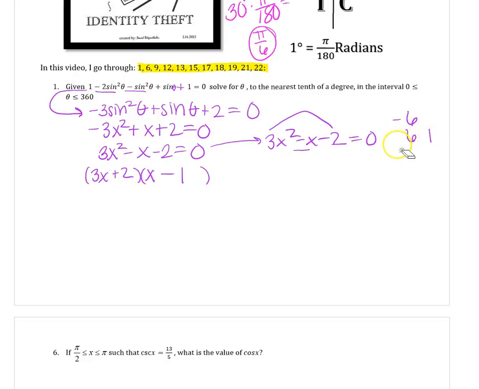Oops, that's not what I wanted. So that first pair that I listed didn't sum to -1. But if I do a -3 and a positive 2, those sum to -1. So I split up the negative x in terms of -3x and positive 2x.